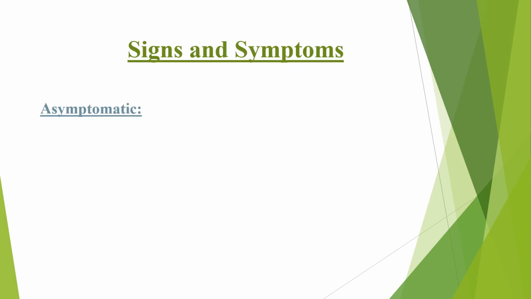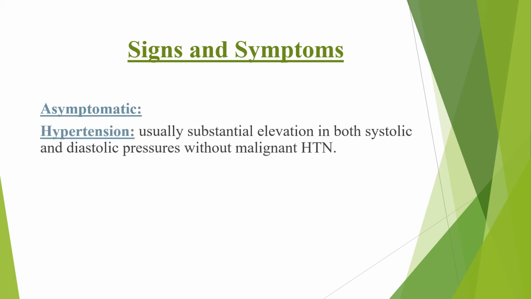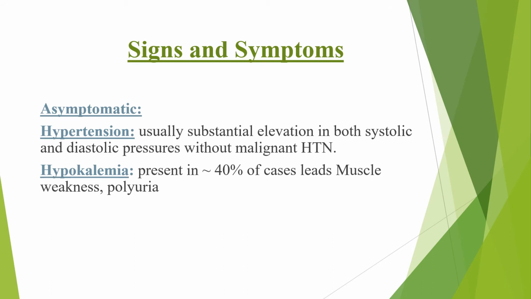So what are the signs and symptoms of primary hyperaldosteronism? In most of the patients, it is asymptomatic. You won't come across any symptoms in these kind of patients. Hypertension is there in most of the patients with primary hyperaldosteronism, but malignant hypertension is rarely seen in these kind of patients. Hypokalemia is present in 40% of the cases that leads to muscle weakness and polyuria.